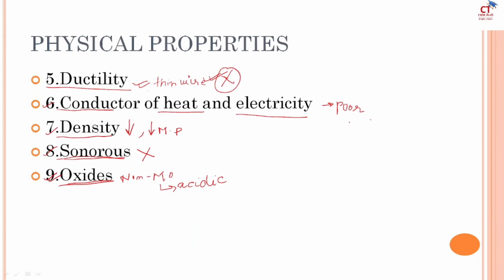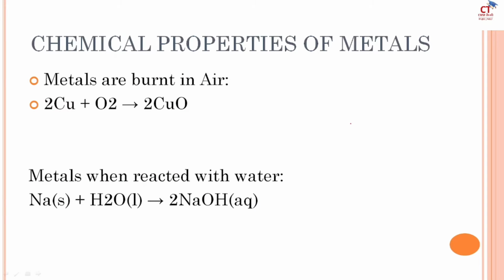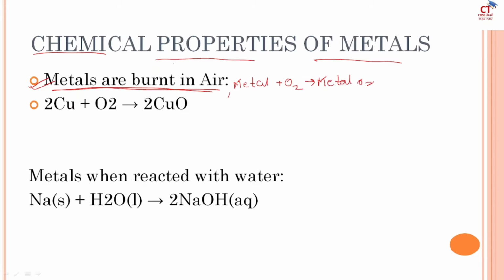So let's move forward and learn about the chemical properties of a metal. What are the chemical properties of metal? How does it react under various environments? So how does a metal react with air? We can write that when metals react with oxygen, they give you what? Yes, metal oxides.